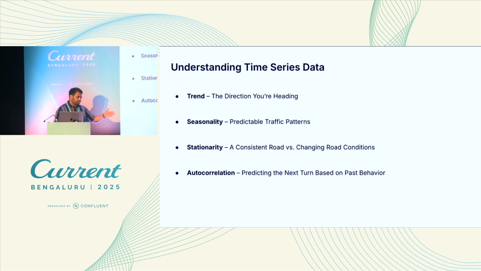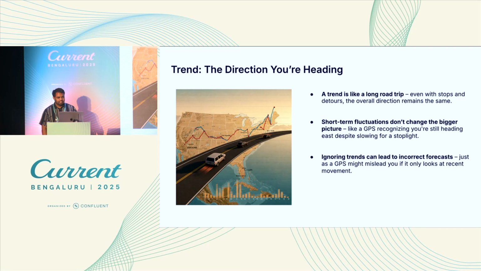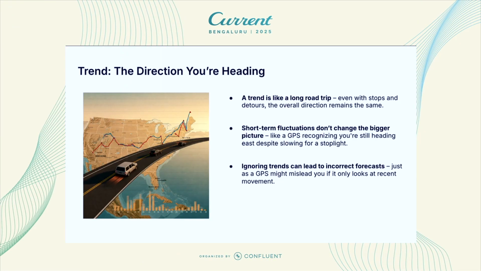Let's go back to our GPS analogy to understand this. You're back on a long road trip, maybe going from Los Angeles to New York. The fact that you're moving eastward is your long-term trend. It's the long-term direction of your journey. Even though you might slow down for traffic or take occasional detours, your overall movement is consistently eastward. This is exactly how trends work in time series data. They represent the general direction in which something is moving over time.